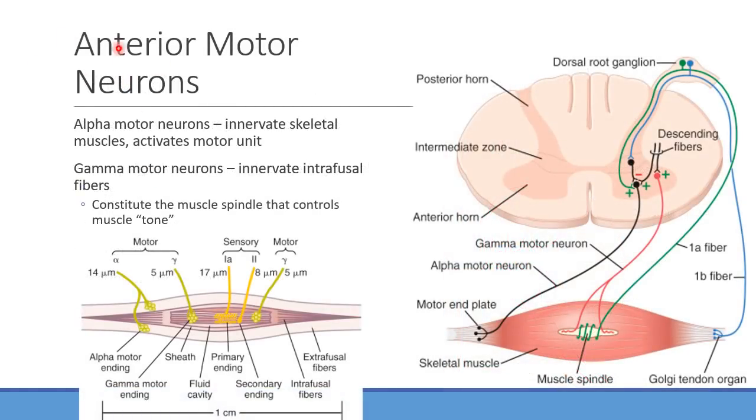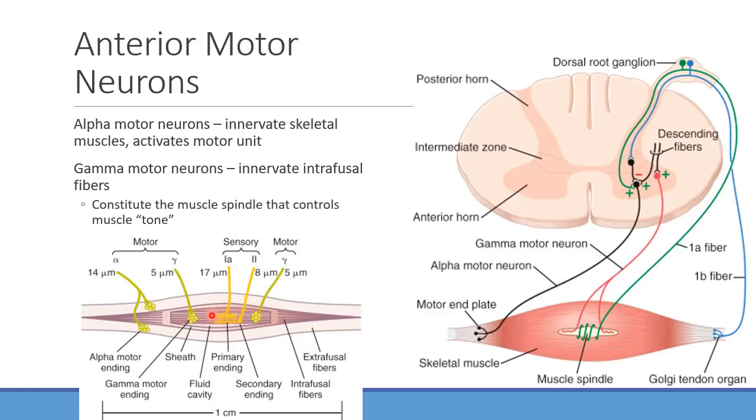Here we're going to look at the anterior motor neurons. There are alpha motor neurons that innervate the actual skeletal muscle itself. This is what activates the motor unit to cause the muscle contraction. There are also gamma motor neurons that innervate what we call the intrafusal fibers. Imagine you have a muscle fiber with alpha motor neurons that innervate the muscle and cause the contraction. We also have these gamma motor neurons located here in these intrafusal fibers.